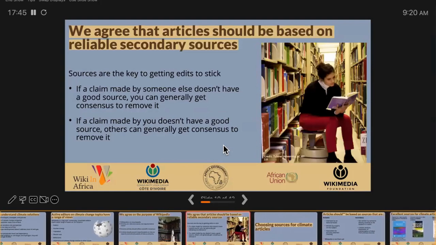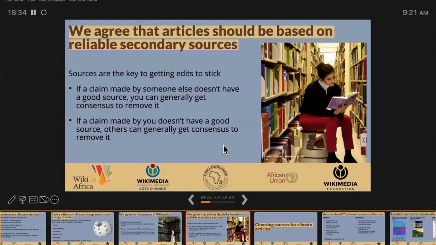Another thing that we agree on, although I think there's still a lot of work to be done here, is that there's broad agreement across the Wikipedia community that we should be using reliable secondary sources. And one thing I should mention is that this is where things may be different between different versions of Wikipedia. Different language versions of Wikipedia are going to have different expectations for sourcing. But in the English Wikipedia, we put a lot of emphasis on reliable secondary sourcing. I'm going to explain in a minute what we mean by that.